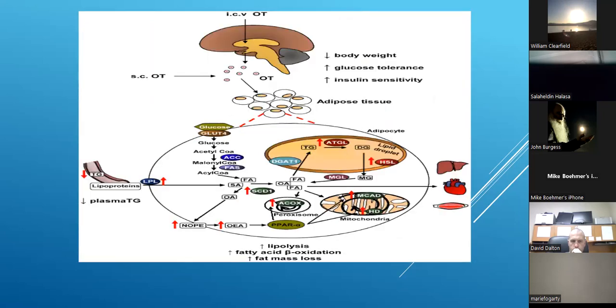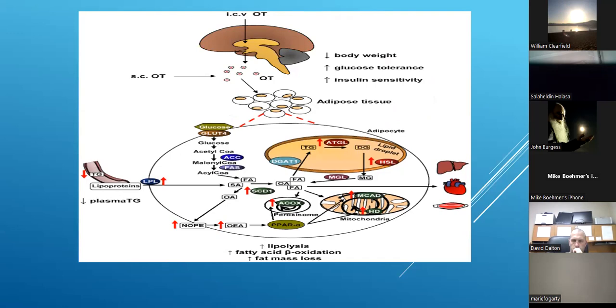And again, it shows you how oxytocin stimulates the beta oxidation here, lipolysis, and how it stimulates the burning of the fat, generating energy from the fat instead of sugar. And so we can reach the goal that we need, which is to decrease the body weight, increase the glucose tolerance, and increase the insulin sensitivity, right?